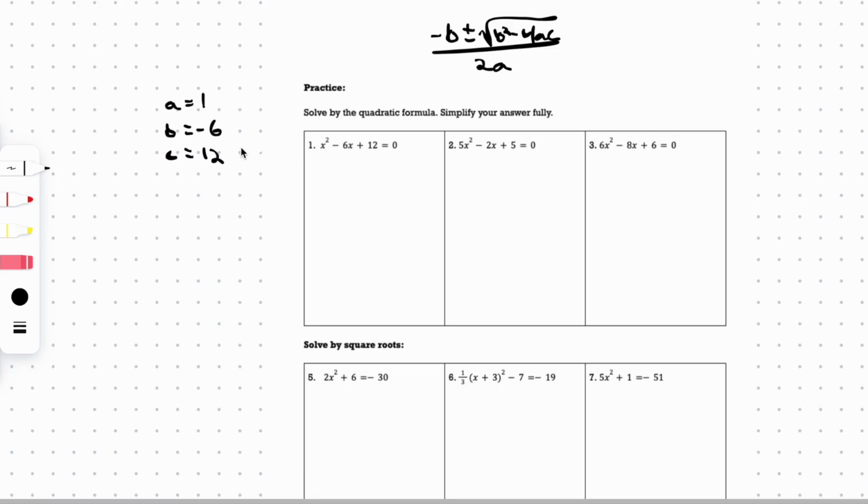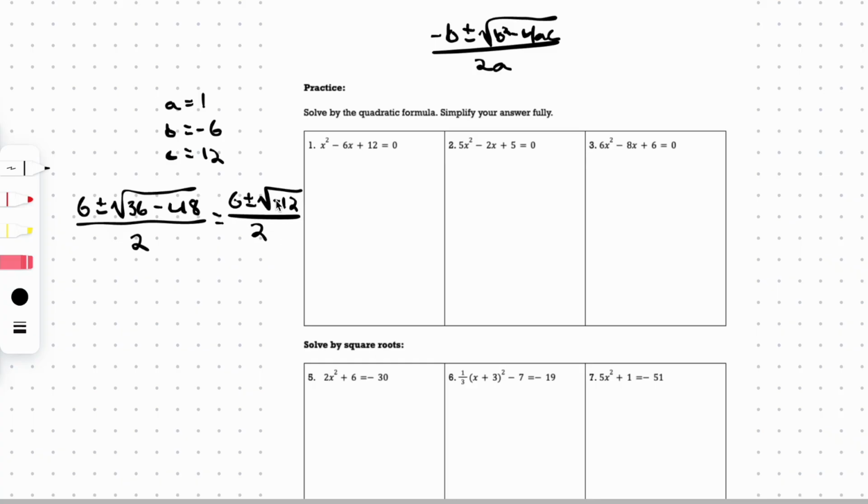So negative b would be negative 6, which is positive 6. So we do 6 plus or minus. Now negative 6 squared is 36 minus 4ac. So 4 times 1 times 12. So that's going to be 4 times 12, 48 over 2a. A is 1, so it's just going to be over 2. So we have 6 plus or minus the square root of 36 minus 48, which is negative 12, over 2.